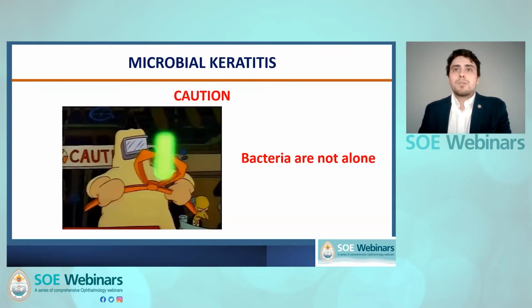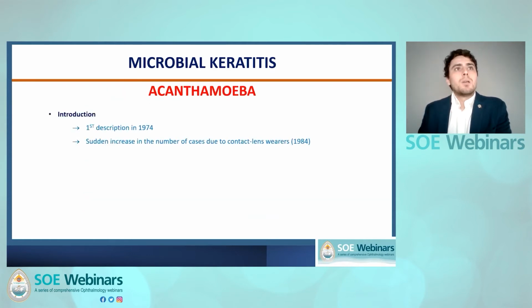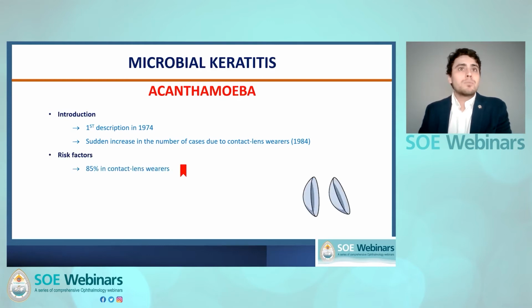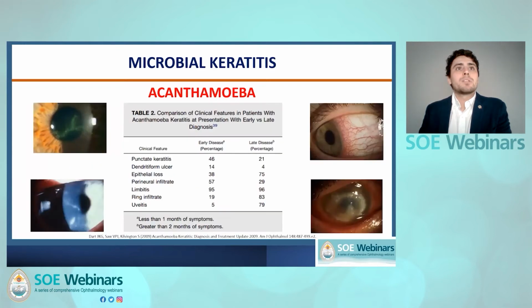But be cautious, bacteria are not alone. There are other microorganisms such as acanthamoeba, fungus, herpes, or mycobacteria that could mimic or could be the cause of microbial keratitis. Acanthamoeba was first described in 1974. There was a sudden increase in the number of cases due to contact lens wearers in 1984. As we all know, they are related with contact lens, but as well with ocular trauma, exposure to soil or contaminated water, and people with chronic use of steroids.